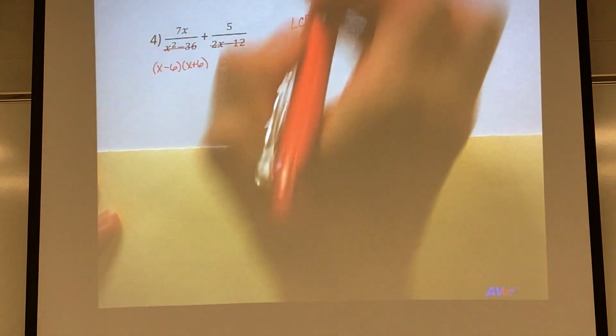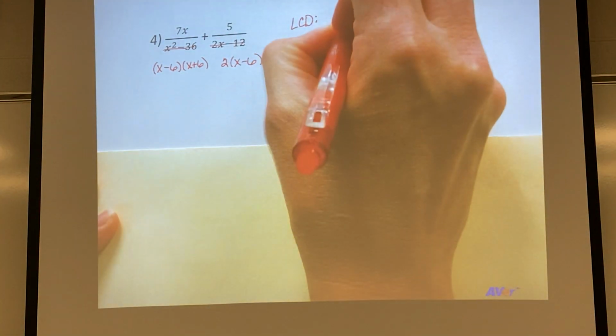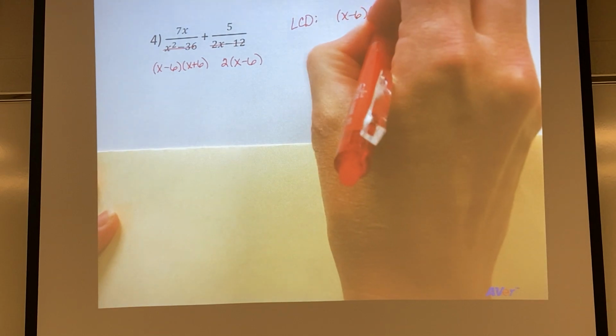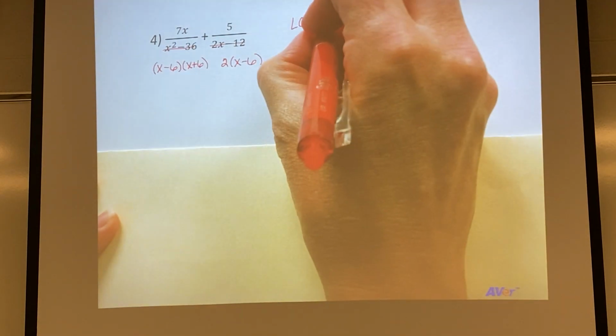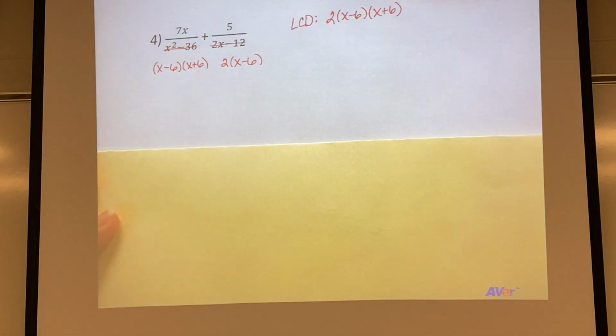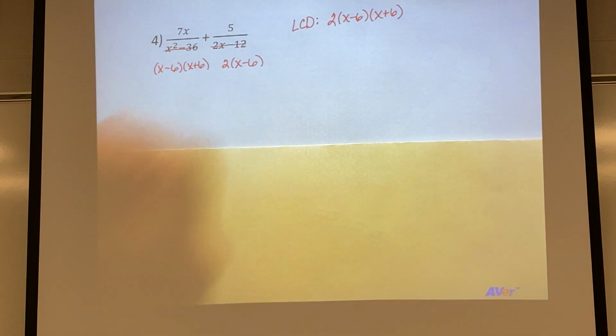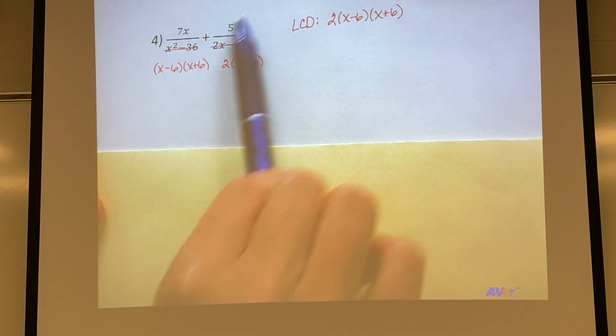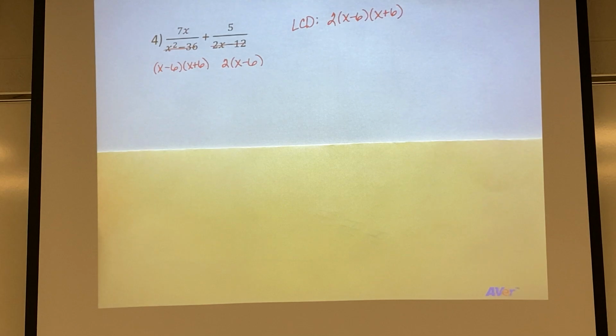So the x minus 6 has to be there. The x plus 6 has to be there. The 2 has to be there. And then the x minus 6, but it's already there. So we have everything. All right, so this first part has everything except the 2. The second fraction has everything except for the x plus 6.